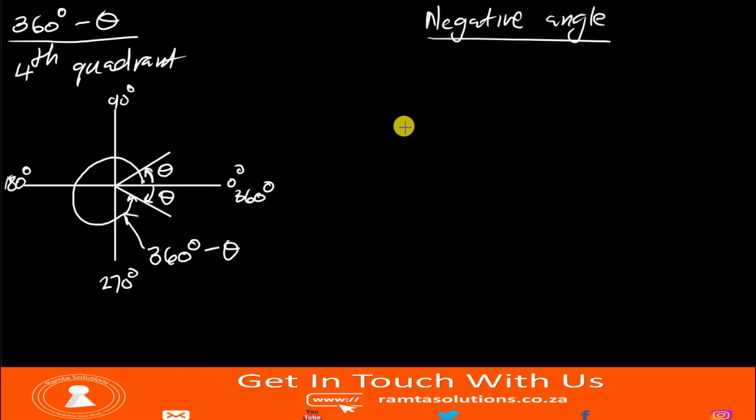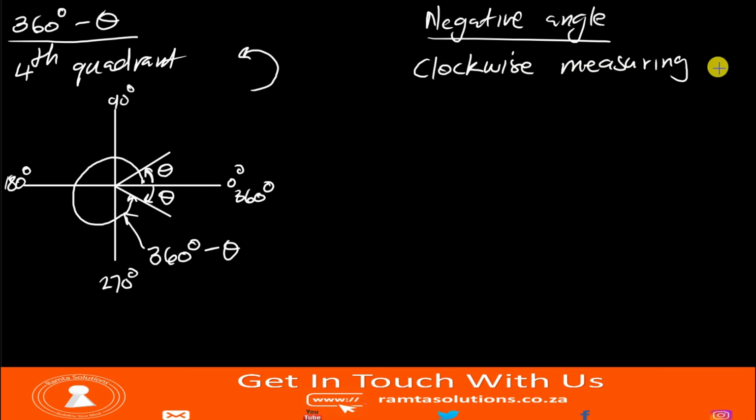So when you look at your negative angle, here we're looking at clockwise measuring. So we're measuring things clockwise. Okay? So positive angles, as you know, they go like this. So with this one, we mean they are like this.